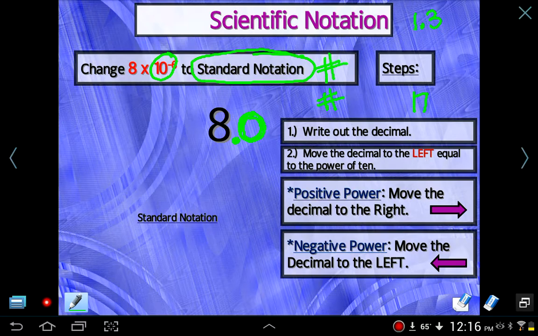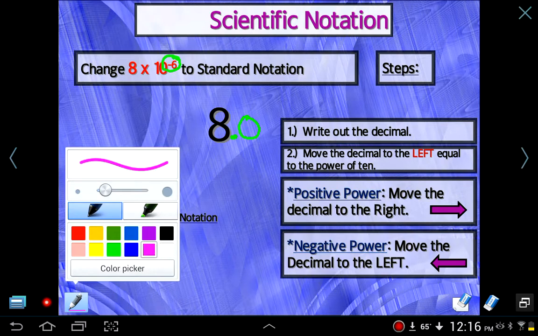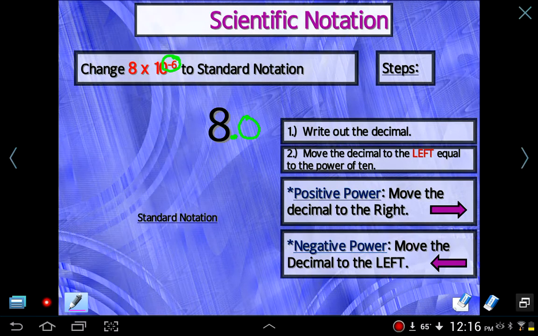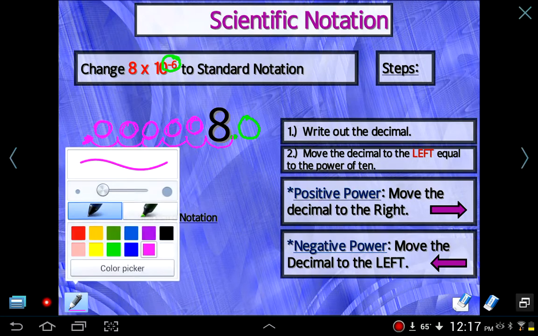And then this is a negative 6 power. So that means I'm going to move the decimal over 6 places to the left. 1, 2, 3, 4, 5, and 6. So a lot of numbers here, and I'm going to put a 0 here, here, here, here, and here. Okay? So there is our answer, basically.